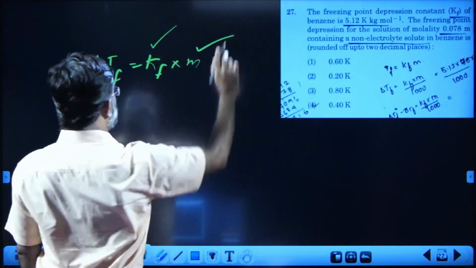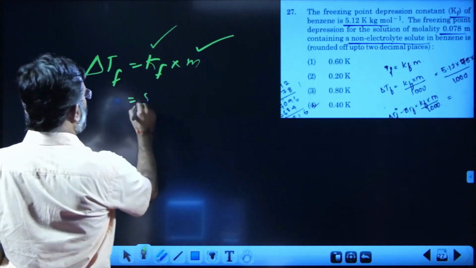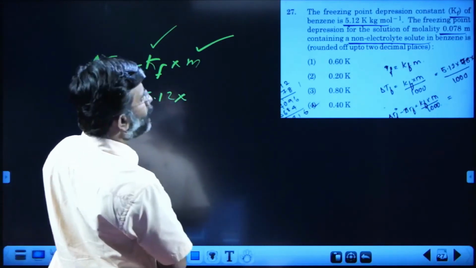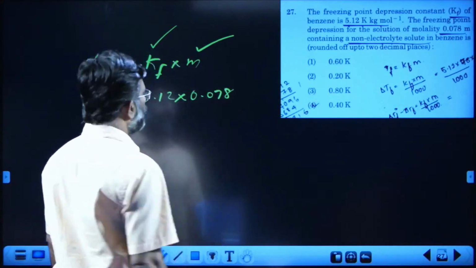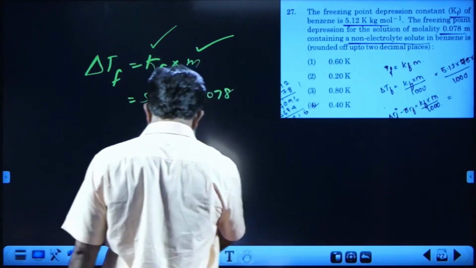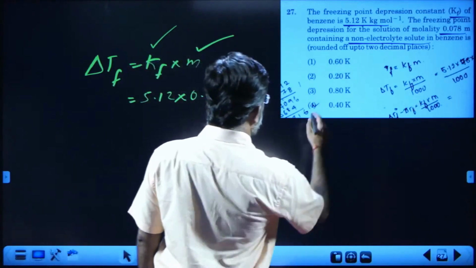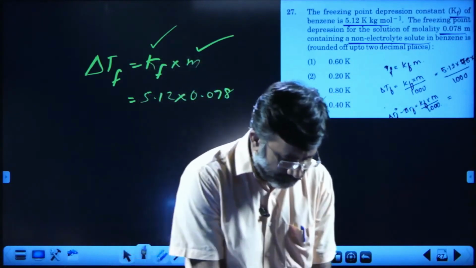Kf is given as 5.12, into molality given as 0.078. You will land on an answer. Very simple calculation. Option 4. 0.4 Kelvin.